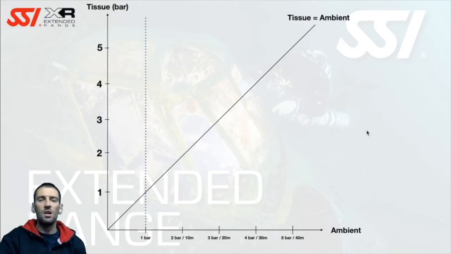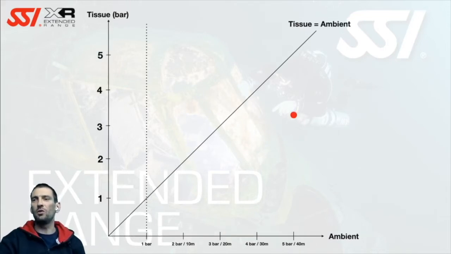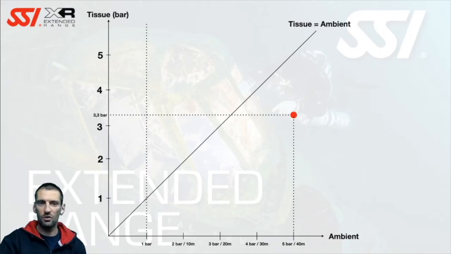Okay, great. Just to make sure we understand this graph correctly, I will make an example for you. Imagine we are at the point where the red dot is. If we are at that point with our tissue, I have two pieces of information from it. I can say that right now I'm at 40 meters depth because the ambient pressure is 5 bar. And I also can say that the pressure in that tissue is right now 3.3 bar.